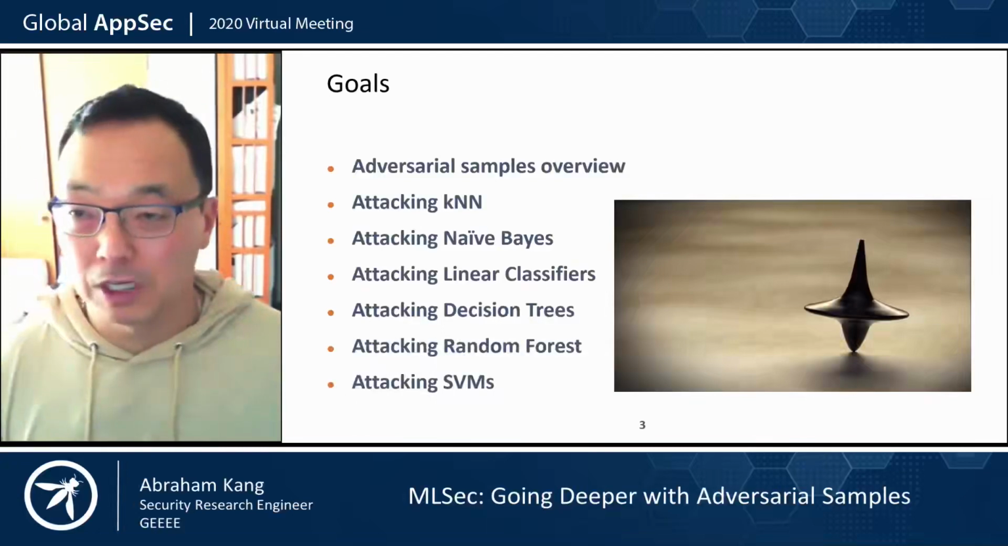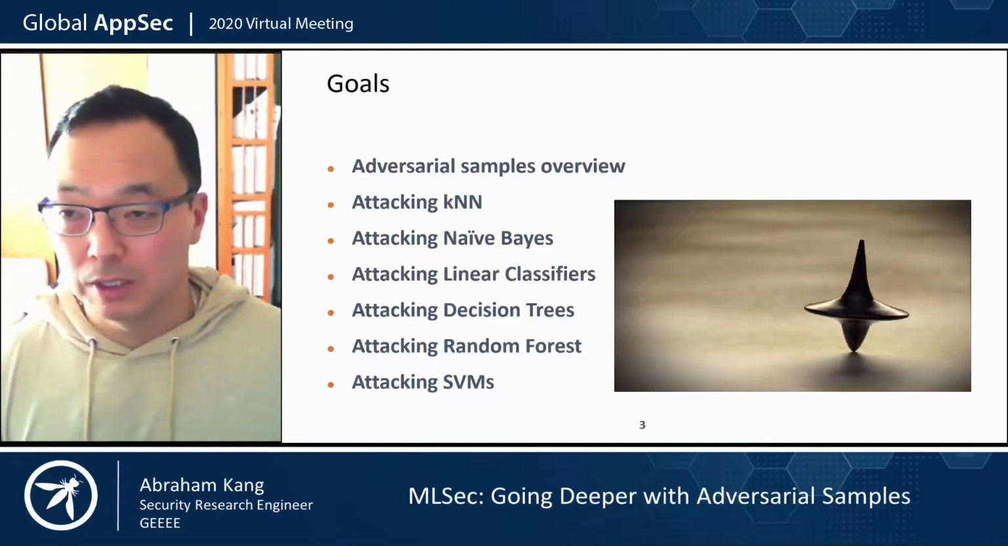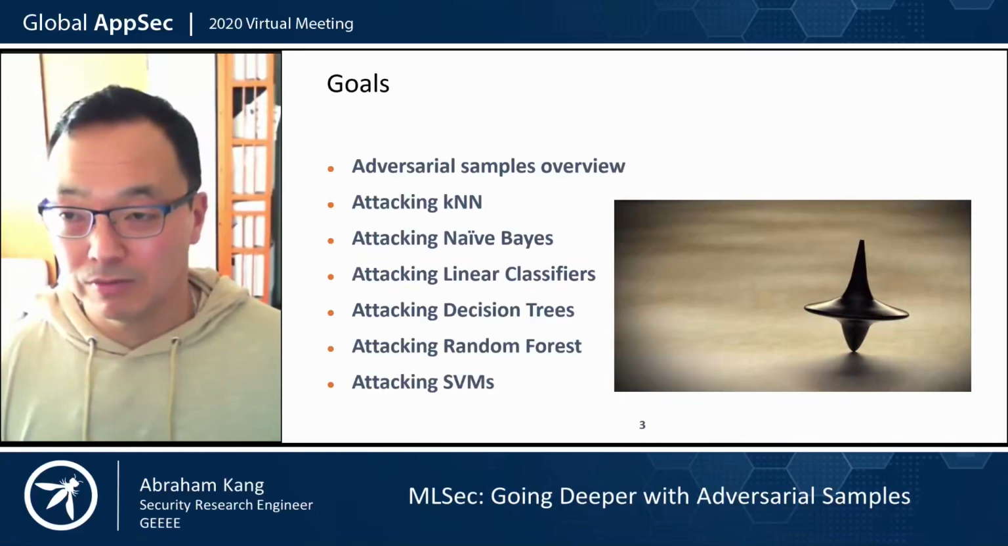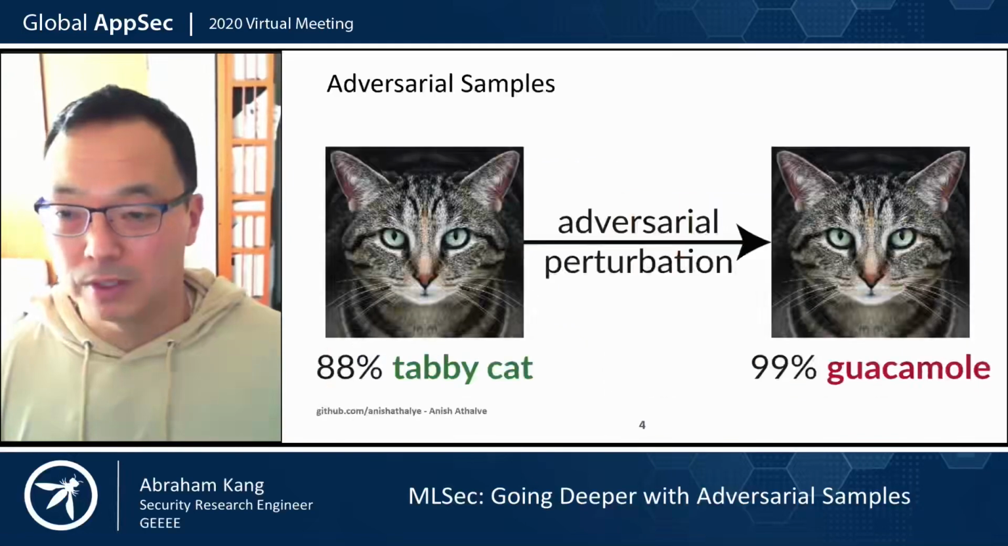So this is what we're going to cover today. A lot of people have been talking about adversarial samples in relation to deep learning. Today, we're going to show you that it's a lot more broad than deep learning. It actually affects almost every single model out there, if not all of them.